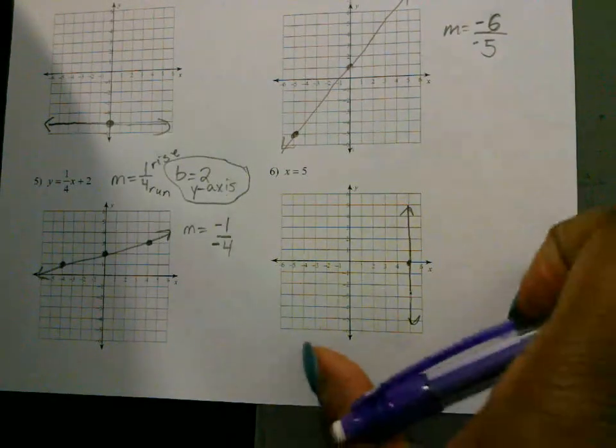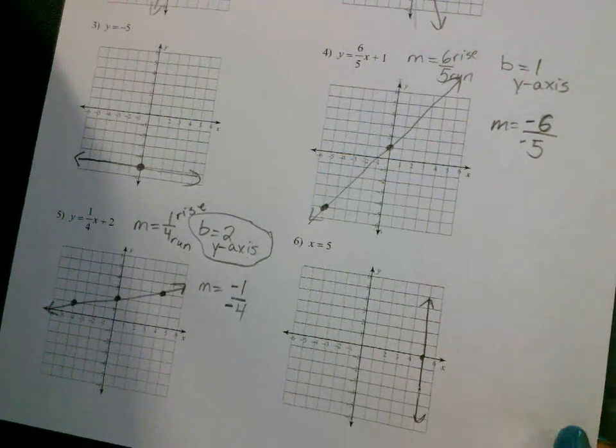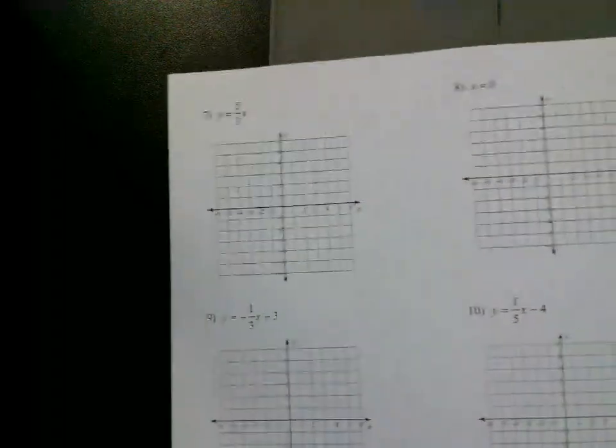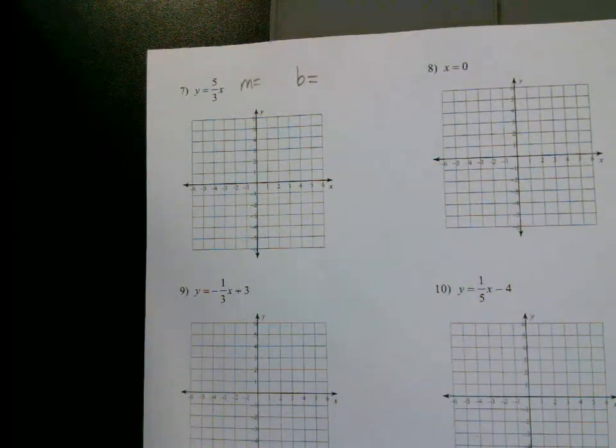All right. Let's look at number 7. Anybody still writing? You got it? You already had it right. Let's look at number 7. Label your M, label your B. We'll pause for the call, see if you can do that.